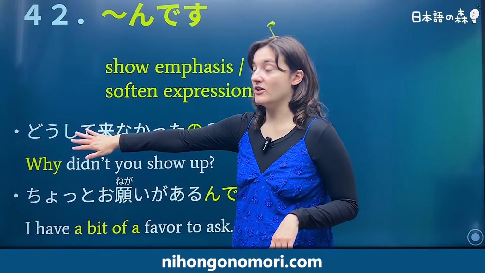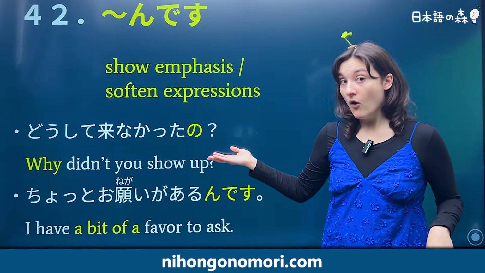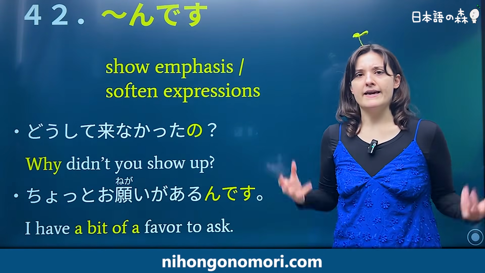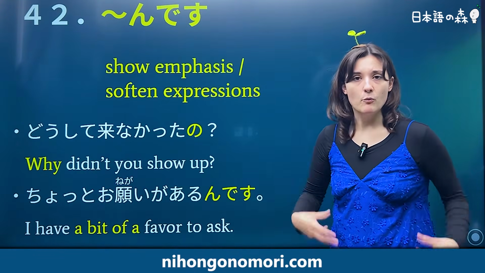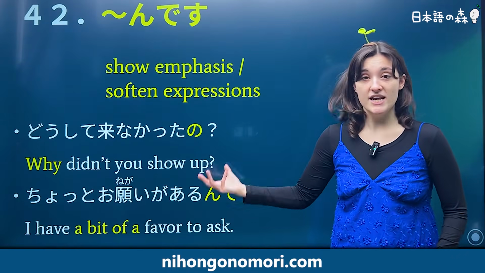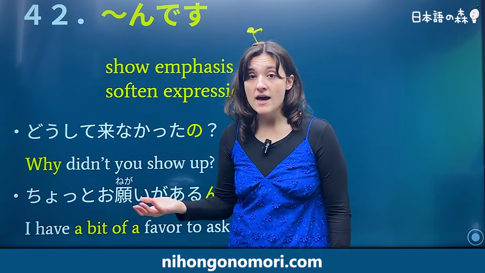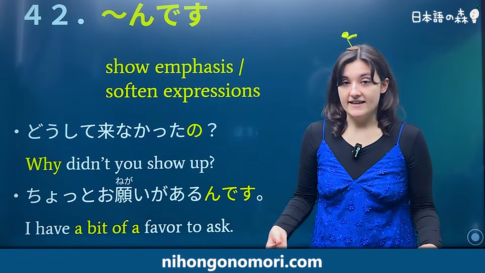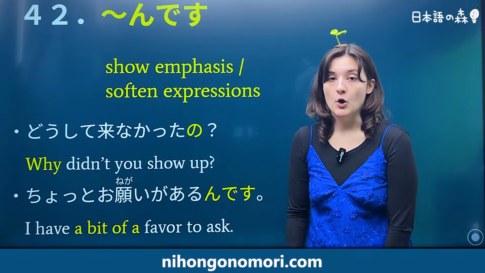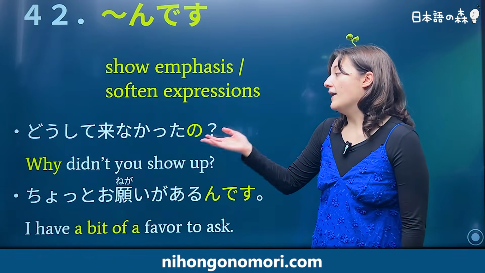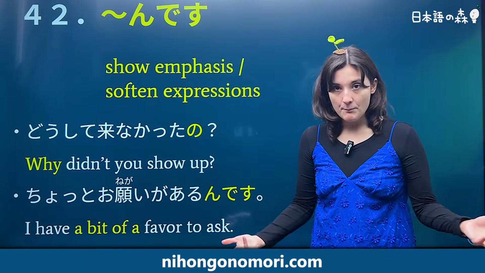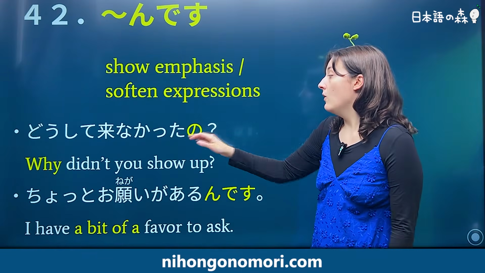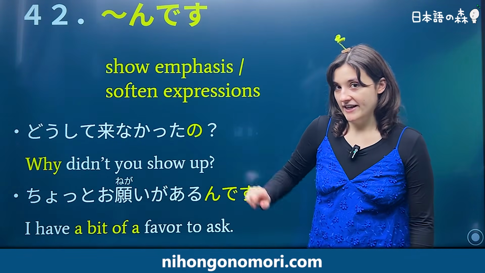Like if we were to look at this pattern, どうして来なかったの? Why didn't you show up? Right? So this implies that the person is like, I really want to know why you didn't show up. What the heck? What happened? They're seeking an explanation. And so then the person can respond, 病気だったの. Like I was sick and that's why I didn't come. 病気だったんです. I was sick and that's why I didn't come. That's how the n desu or no desu form can be used in conversation like that.